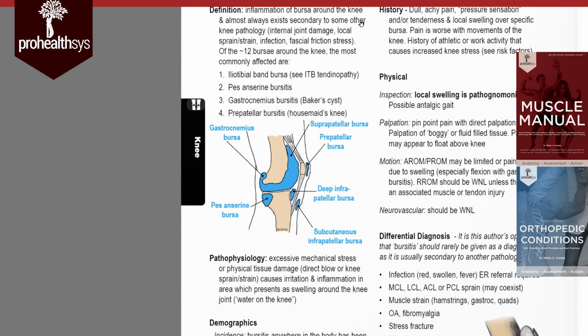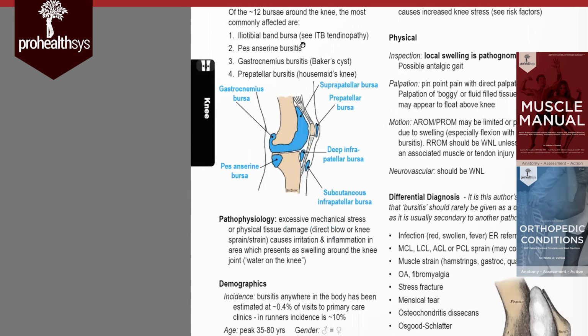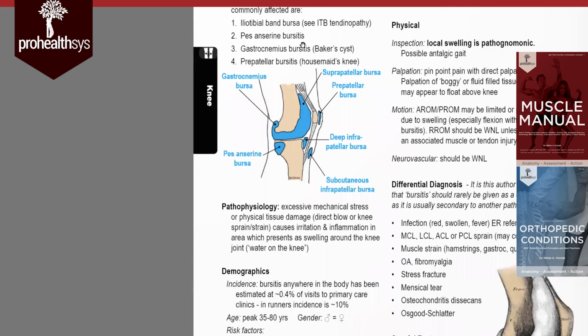So inflammation of a bursa around the knee almost always exists secondary to a knee pathology. Even in rare cases, it could be an infection, potentially. So there are approximately 12 bursa around the knee. Most commonly affected are the iliotibial band bursa, so out around the lateral side, and pes anserine bursitis around the medial side, where sartorius, gracilis, and semitendinosus run.